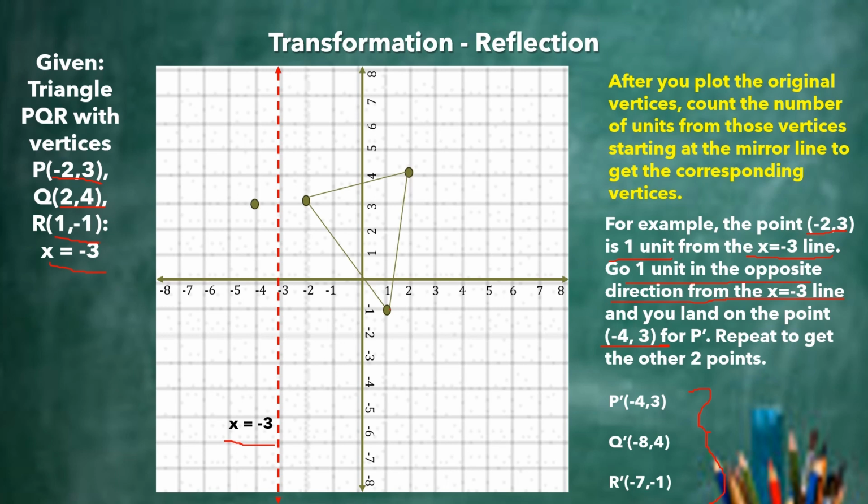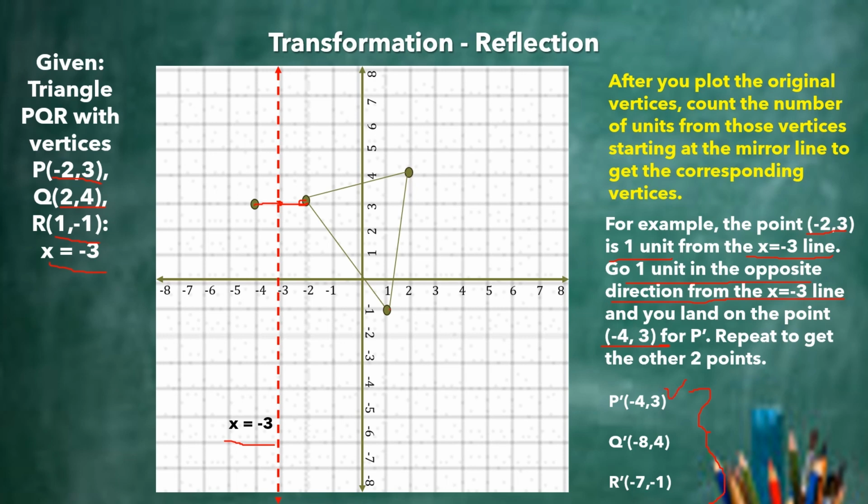This is our pre-image. Now for our image, we're going to count. From this point, we go 1 unit from this line. So now we go in the opposite direction, 1 unit, and that gives us this point, (-4, 3). Okay, Grandma T got that one right.